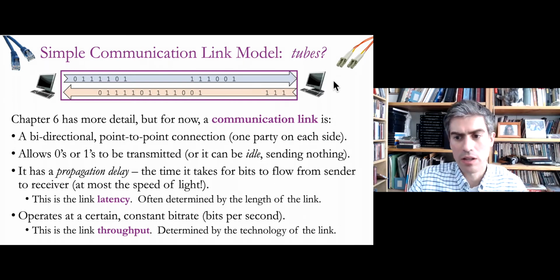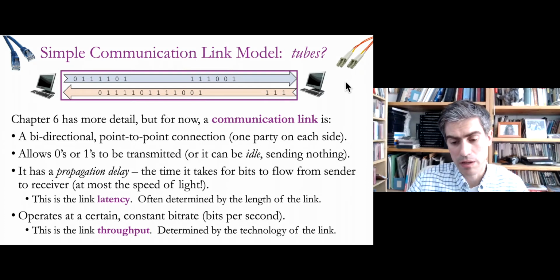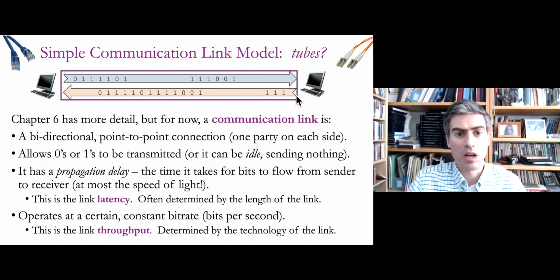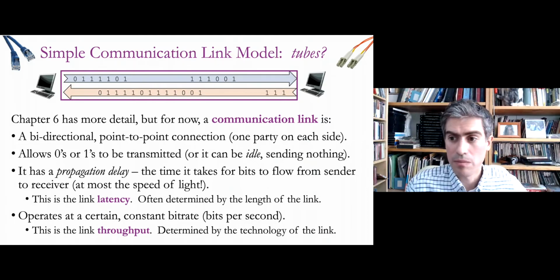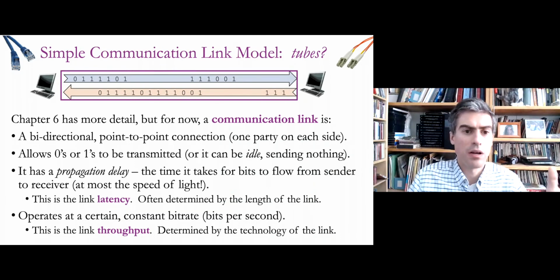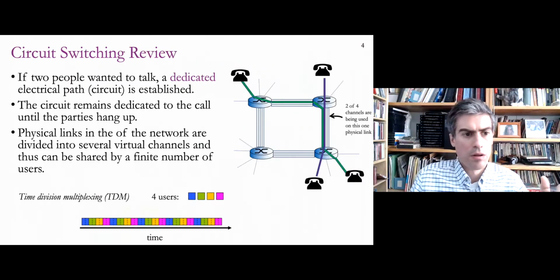Okay, so if it's longer, the latency is going to be greater, but throughput might be the same. In other words, you could send 0s and 1s at the same rate, and depending on how long the link is, it would take longer for the first thing you sent to arrive at the other end, right? So there's propagation delay, and keep in mind that at most your propagation delay is going to be the speed of light. No information can travel faster than the speed of light. And we'll see later on in some homework assignments that actually does affect computer communication in practice. Okay, so that's a simple communication link model. So keep that in mind.